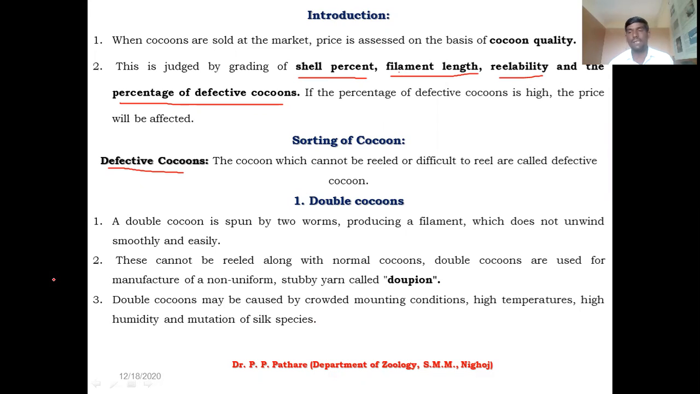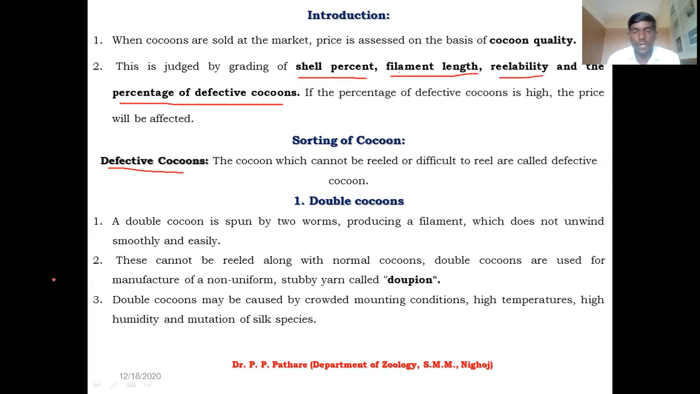Sometimes, accidentally, some climatic conditions also cause the double cocoon. For example, high temperature, high humidity, and mutation in silk species or silk moth species. These are some natural factors that are also favorable to produce the double cocoon.